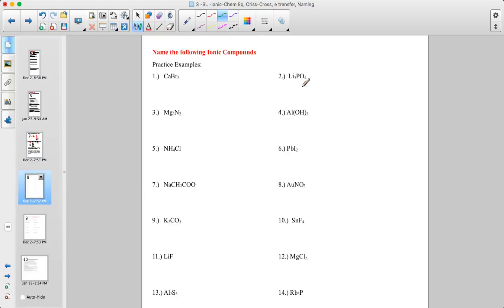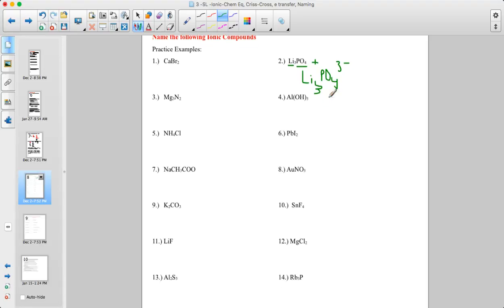For this example, lithium has a 1+ charge and phosphate has a 3- charge, and therefore when we balance it, the 3 comes down here and the 1 comes down here, and that's why the formula is Li3PO4. How would we name this? The metal is called lithium, and PO4 is called phosphate, so this compound is called lithium phosphate. The only thing that changes is if you have more than one of the polyatomic ion, you need to put it into parentheses.